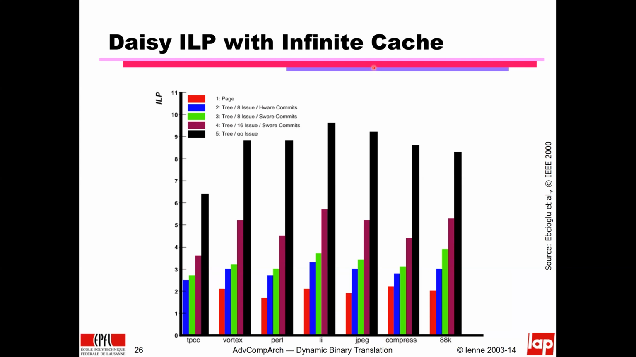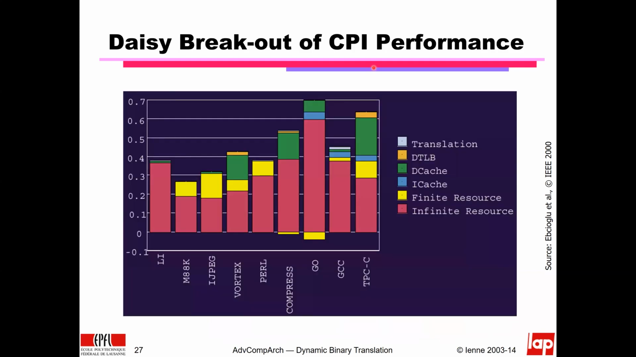I think these were the SPEC benchmarks of the time, how much they would manage to issue, so the level of instruction level parallelism in terms of instructions per cycle, IPC. I suppose that the vertical axis is IPC, not ILP. And you see that it is a pretty reasonable amount of IPC.